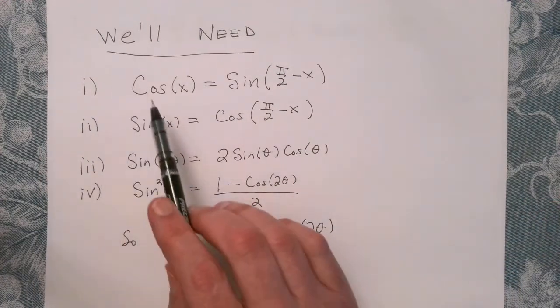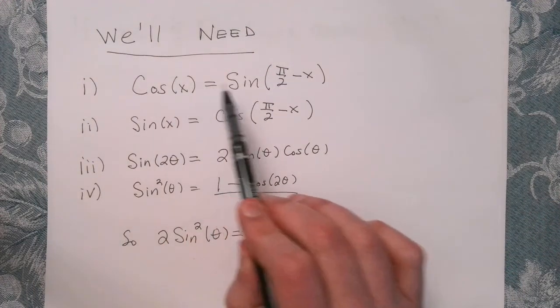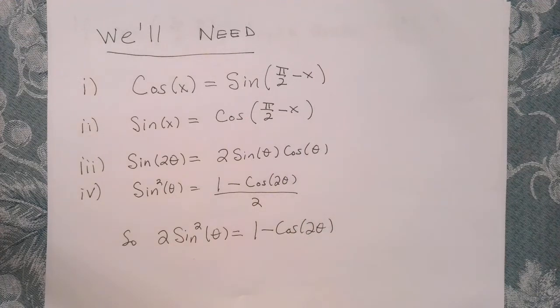So one, we're going to need that cosine of x is equal to sine of pi over 2 minus x. Two, we're going to need that sine of x is equal to cosine of pi over 2 minus x. Three, we're going to need that classic double angle formula for sine. So sine of 2 theta is equal to 2 times the sine of theta times the cosine of theta.